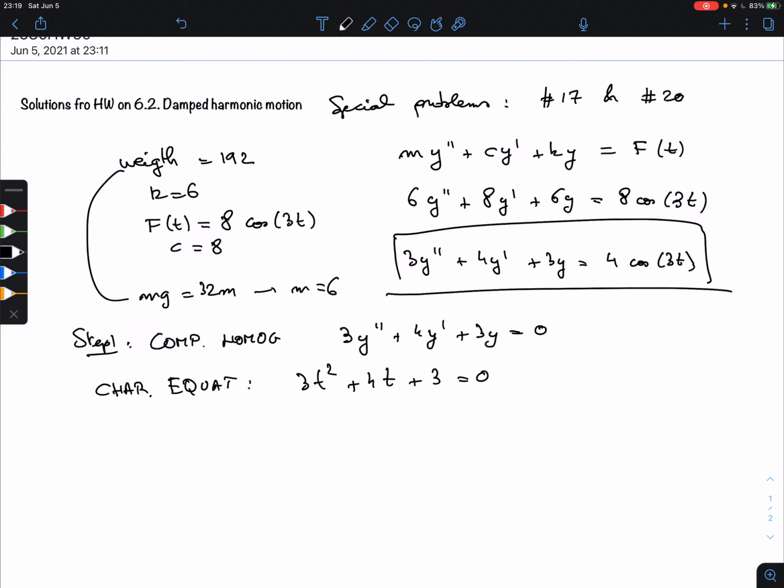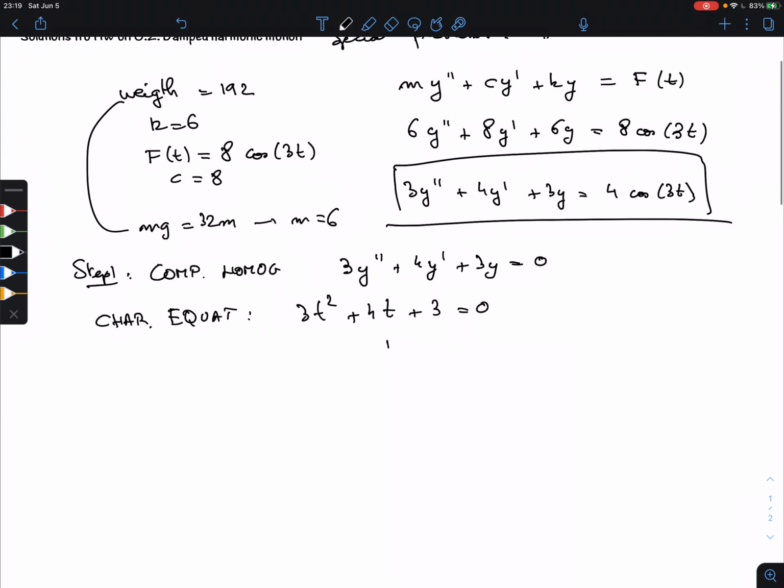Well, there are none. Wait, how come? Multiply to 9, add up to 4. Well, there is nothing that does that, right? It's 1, 9 or 3, 3 that are the only factorizations. Okay, so then the quadratic formula tells us what we have to do.